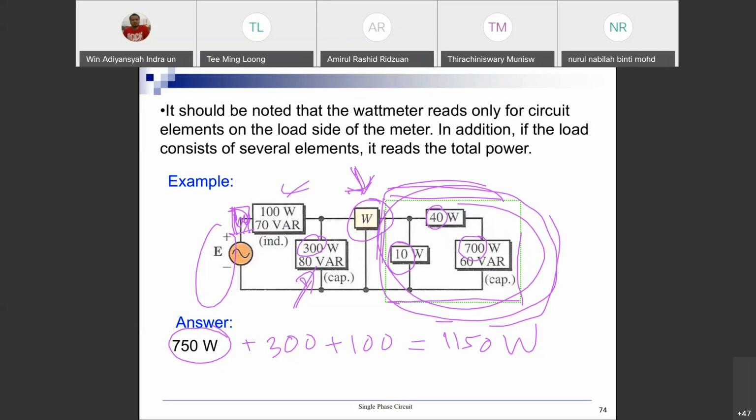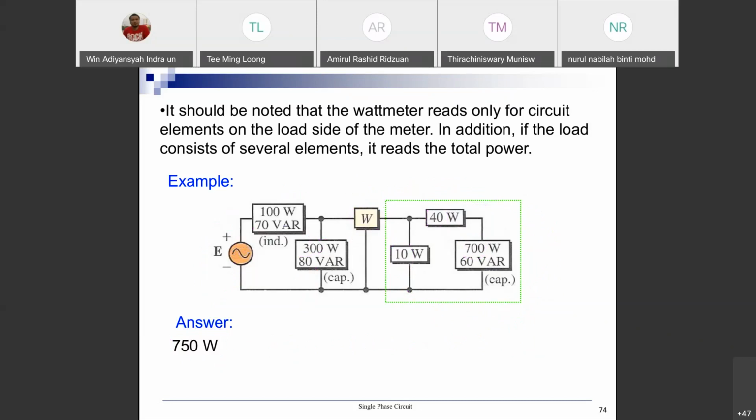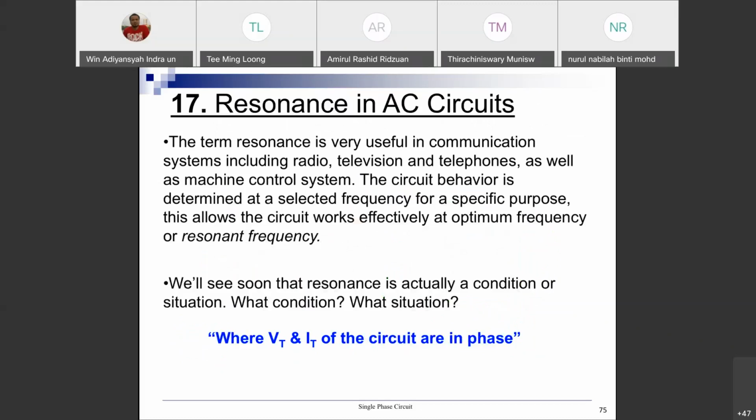Okay, then we have resonance in RLC circuit. This one is very useful in communication. Okay, resonance. What is the condition? This is where the voltage and the current of the circuit are in phase.